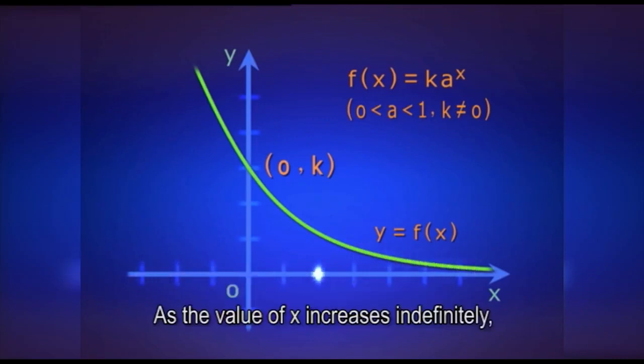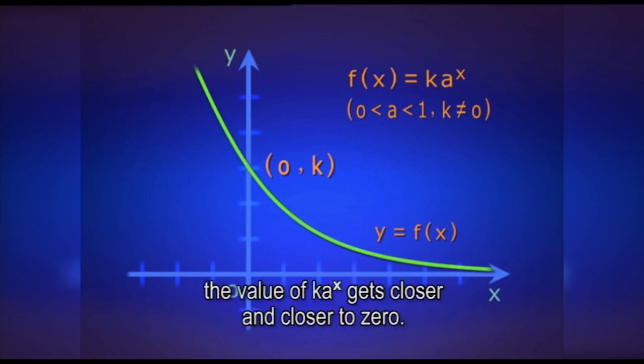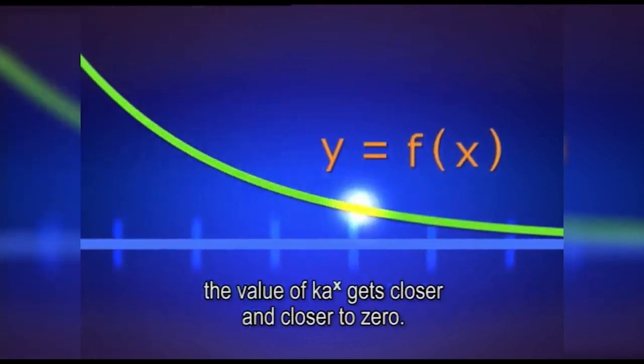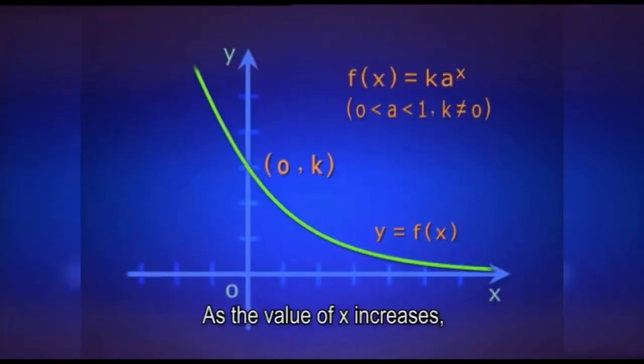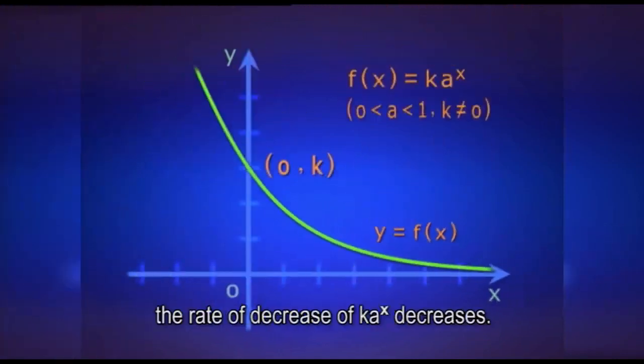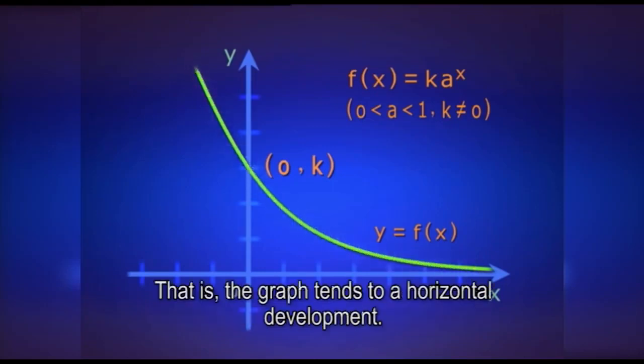As the value of x increases indefinitely, the value of k times a to the power x gets closer and closer to 0. As the value of x increases, the rate of decrease of k times a to the power x decreases. That is, the graph tends to a horizontal development.